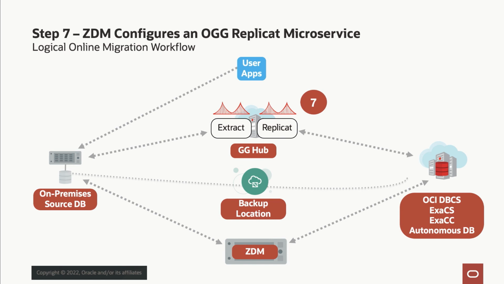And now in this step, what ZDM does is it configures another microservice that will act as an Oracle GoldenGate Replicat, which feeds from the extract and applies all the changes to the target database on the cloud. So basically you now have a target database in the cloud that is being synchronized by GoldenGate, and when the synchronization is done and ZDM is ready to continue, the next step is to finalize the migration properly by switching over and cleaning everything, which will happen next, and I'll explain in the next slide.